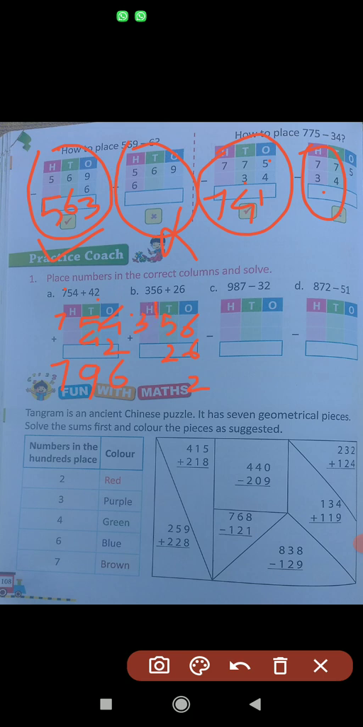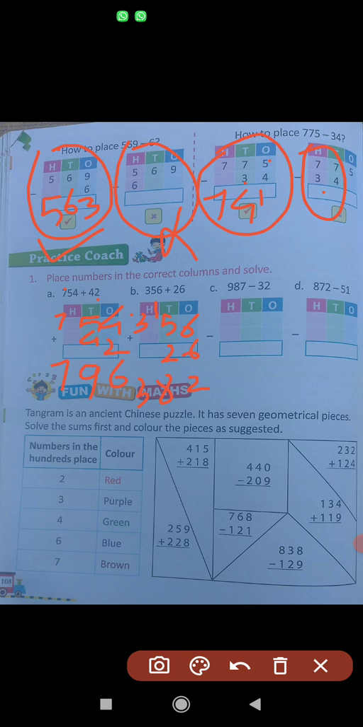Okay. Now add tens place number and carry number. 5 plus 1 is 6. 6 plus 2 is equal to 8. Write 8 in tens place column and then write hundreds place. 3 is at hundreds place. Answer is 382, the sum or total.